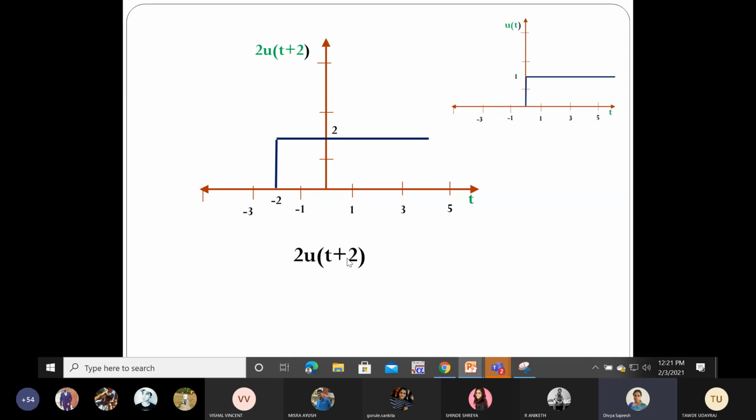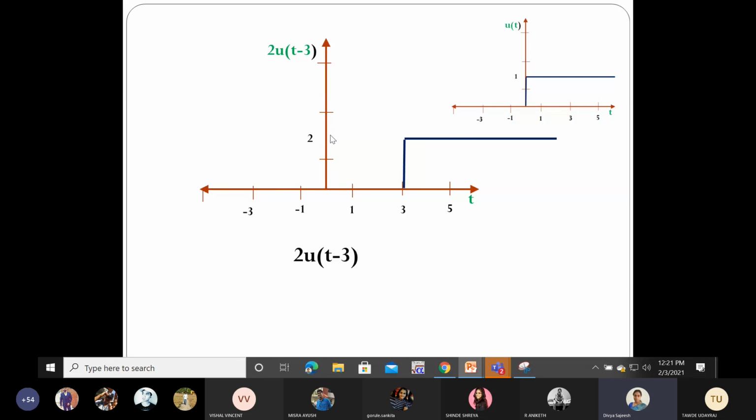t plus 2. T plus 2 means advancing the signal by an interval of 2. So this is your original signal. It has advanced by an interval of 2. Then do the scaling. So the amplitude will be increased to 2. Earlier it was 1. Now it has increased to 2. So 2u(t+2). First did the shifting, that is t plus 2. Then scaled it to amplitude 2.